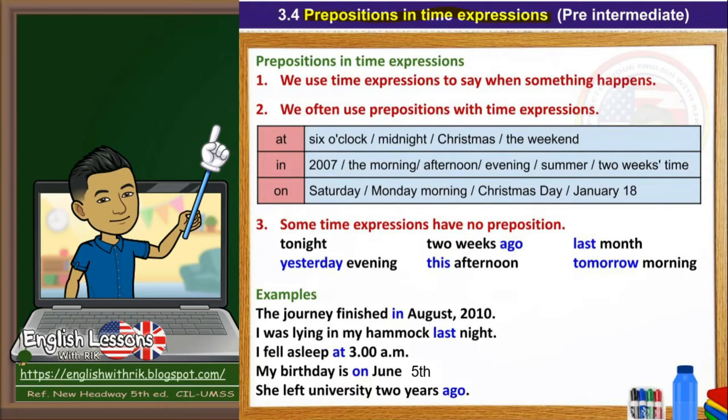Prepositions in time expressions. We use time expressions to say when something happens. We often use prepositions with time expressions. At. At 6 o'clock. At midnight. At Christmas. At the weekend.